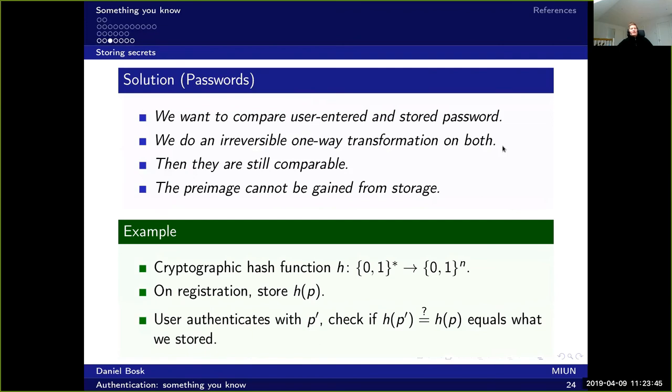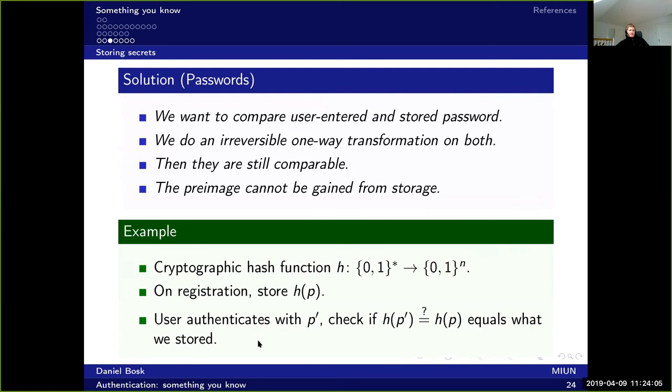And as an example of how to do this, consider that h is a one-way function or hash function. Then whenever we register a new account, the user sets the password, we simply store the hash value of the password.